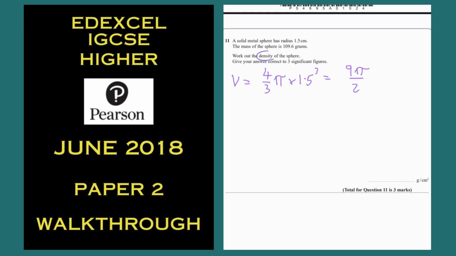Now, as soon as it mentions density, you need to make sure you're using your DMV triangle. Work out the density. Density is mass, which they tell us is 109.6, divided by the volume, which is 9 pi over 2. Do take care with your calc. As long as you get 7.75, you've done it fine. You've done all right. On we go.